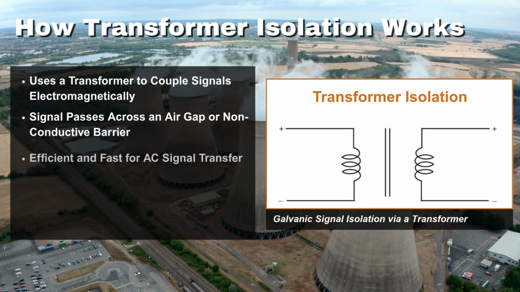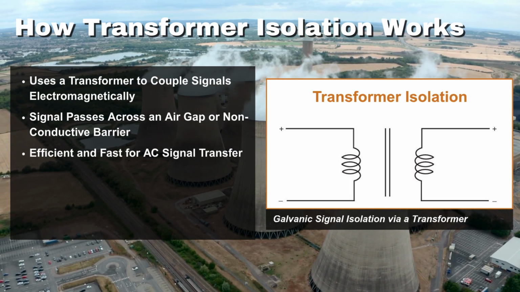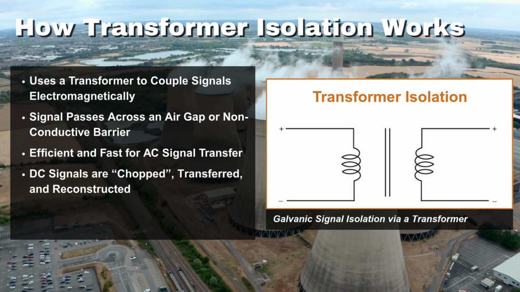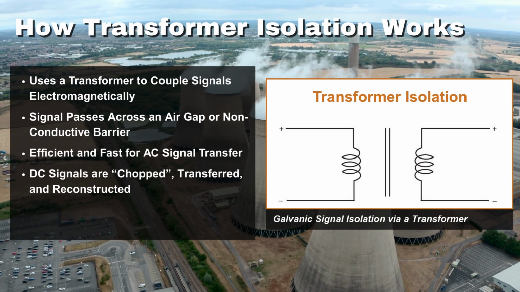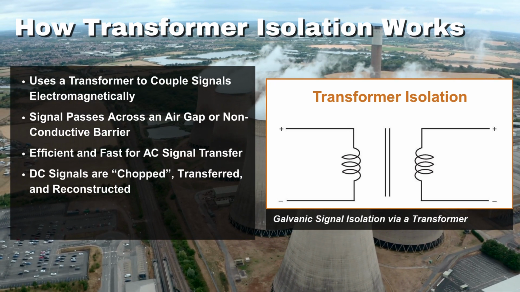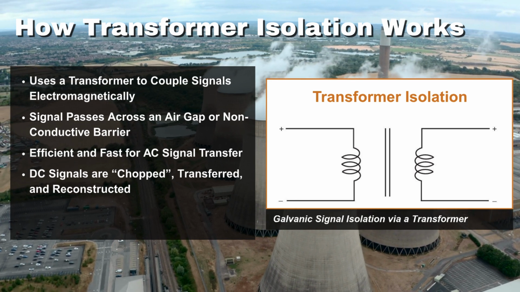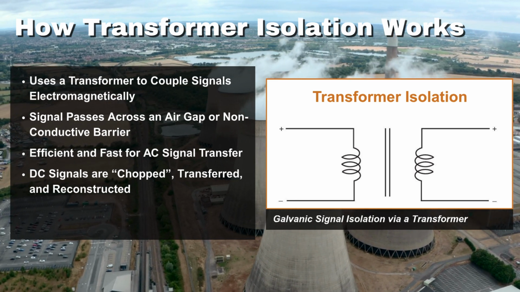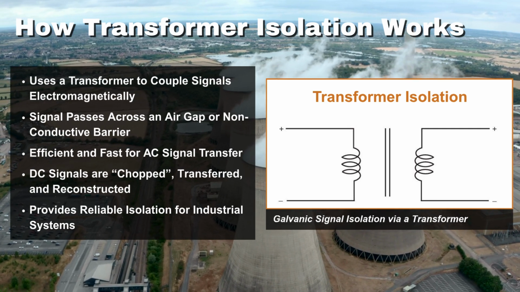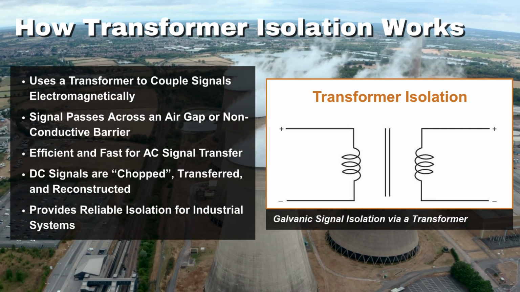Transformers are extremely efficient and fast at transferring AC signals, but since many process control signals are DC, they must first be chopped into AC to pass through the transformer. Once transferred, the signal is then rectified and amplified back into the desired DC output. This method provides reliable isolation and signal integrity in many industrial measurement and control applications.